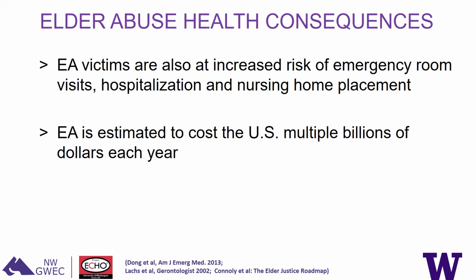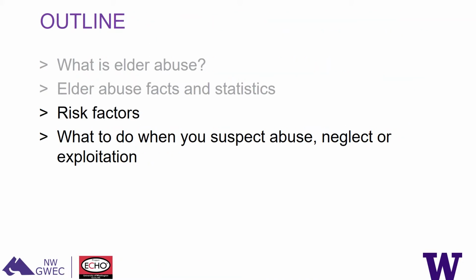Victims of abuse are also at increased risk of a whole range of healthcare utilization. So increased emergency room visits, hospitalizations, and nursing home placement, which, as many of you know, is sometimes the most feared outcome for our patients, even more so than death. Some people being placed in a nursing home is an extremely feared outcome. And elder abuse is also estimated to cost the U.S. multiple billions of dollars each year.